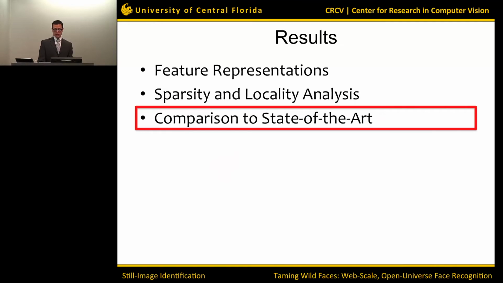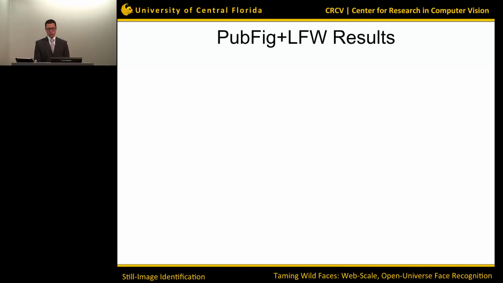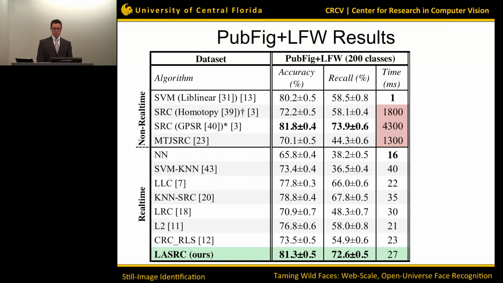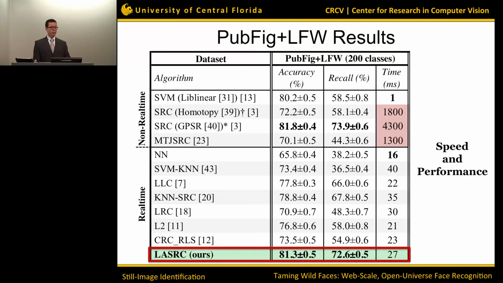Now in comparison to the state-of-the-art, we look at the PubFig plus LFW results, and I compared to several non-real-time algorithms. This could be either in training or testing. SVM is considered non-real-time in the sense that it takes a long time to train on our large amount of data. However, the SRC algorithms take a long time for testing, even though they obtain the best result in terms of accuracy as well as recall at high precision. However, if we look at our real-time algorithms, LASRC performs the best of those, but also has a very quick test time. So we were able to get the speed and performance that we were looking for.